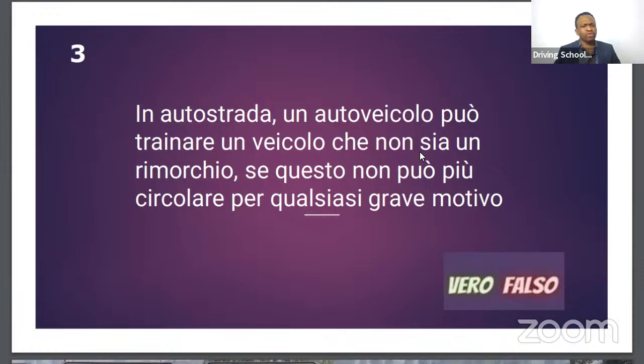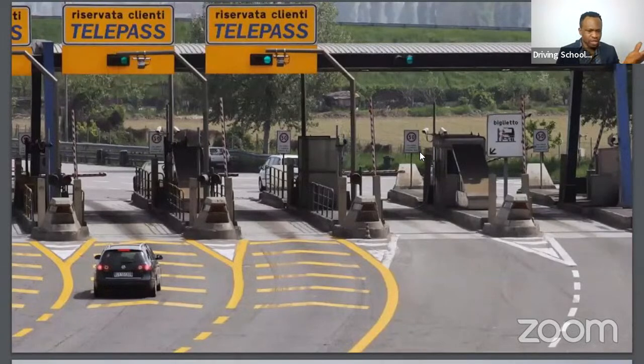In autostrada, un autoveicolo può trainare un veicolo che non sia un rimorchio se questo non può più circolare per qualsiasi grave motivo. A vehicle can tow another vehicle that is faulty, because this vehicle can no longer circulate or is having faults. So you can tow it even if this vehicle is not a trailer, which is a rimorchio. Okay, we have so many responses. Now let us see.